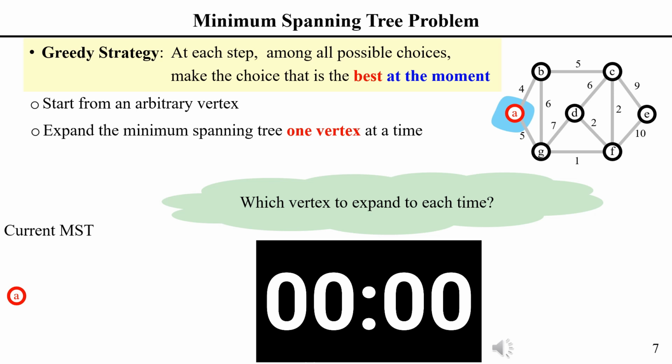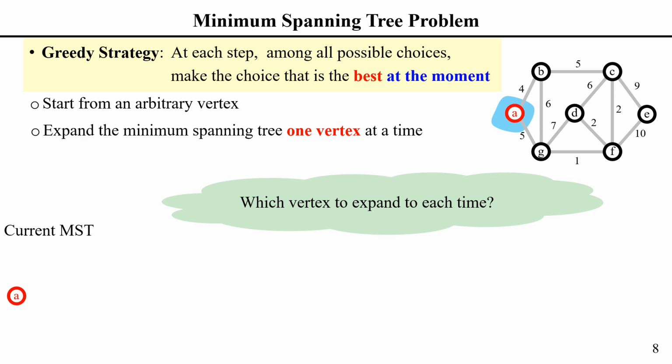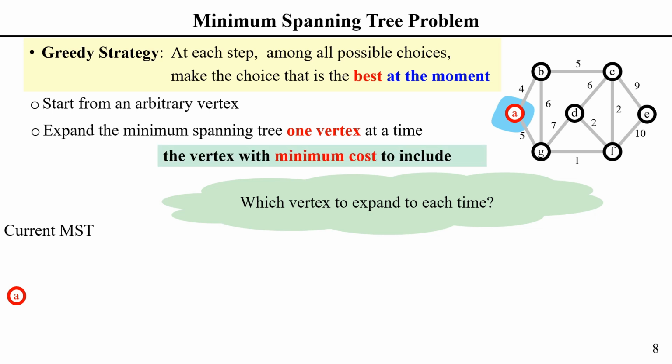Alright, time's up. I hope you have come up with some ideas. Let's compare your idea with my idea. So it is a greedy strategy. Being greedy, we always expand to the vertex with the minimum cost to include. Here's what we mean by minimum cost. In this situation, the current minimum spanning tree is A. If we want to expand it to one more vertex, we have two choices, B or G.